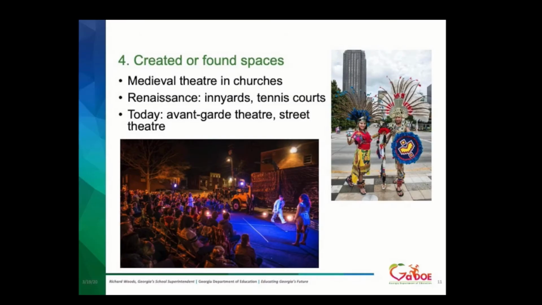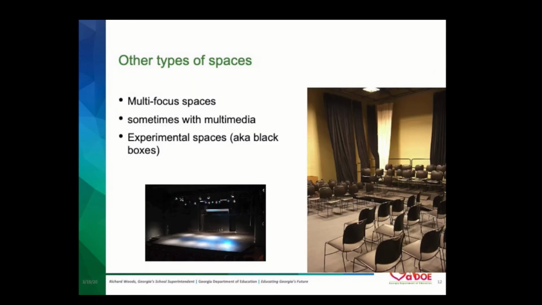Created or found spaces. Created or found spaces are informal locations for performance. These can include theatrical performances set up in spaces not originally designed for performance, such as street theater, tennis courts, even parking lots. Other types of spaces. Multi-focus spaces contain multiple areas for the audience to pay attention to. These could include a three-ring circus, or a space with multiple screens or multimedia in addition to the performance on the stage. Experimental spaces often include a black box space, where the audience can be arranged in the manner of a proscenium stage, a three-quarter thrust, theater in the round, or even in the center of the action.